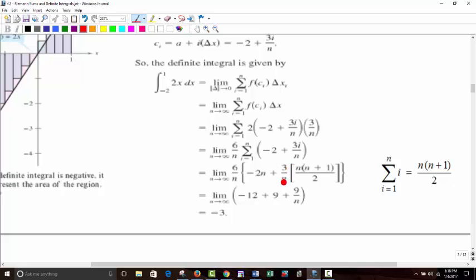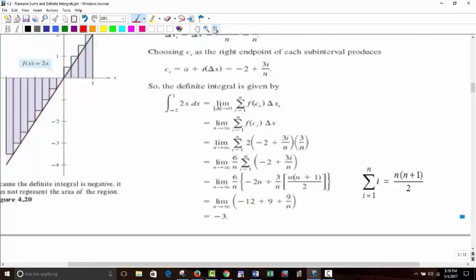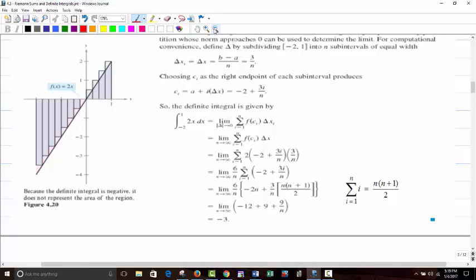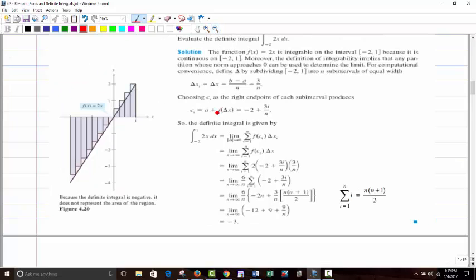It leaves it 3 over 2, because the n's will cancel. 3 over 2 times 6 over n gives you 9 over n. And of course, the limit as n goes to infinity, just like it would be for x, of 9 over n, that goes to 0. So that zeroes out. You add these two, and you get the value as negative 3.